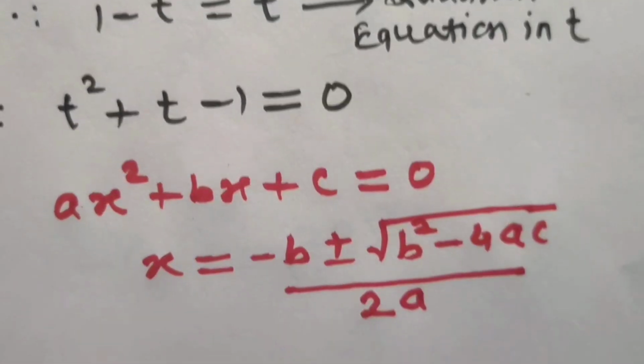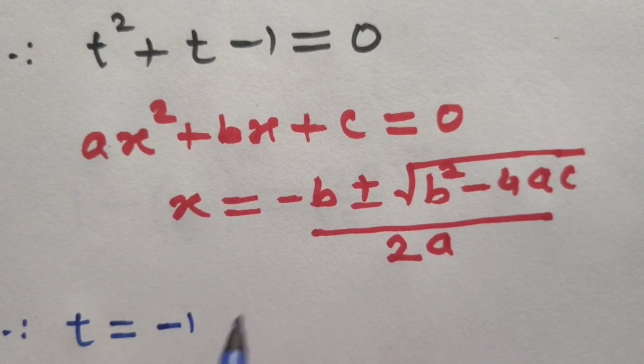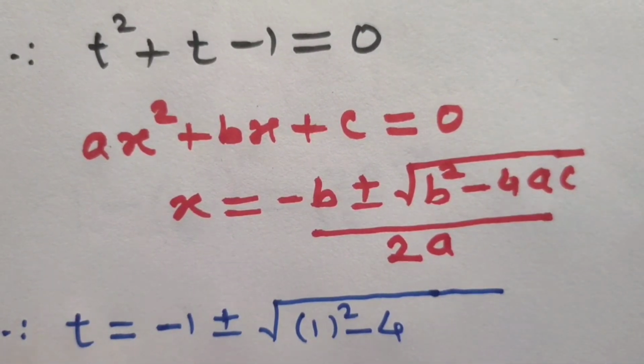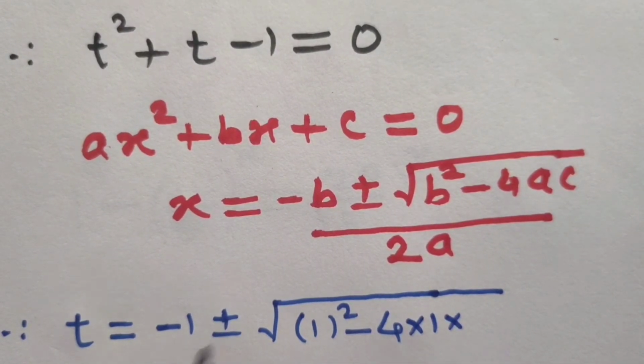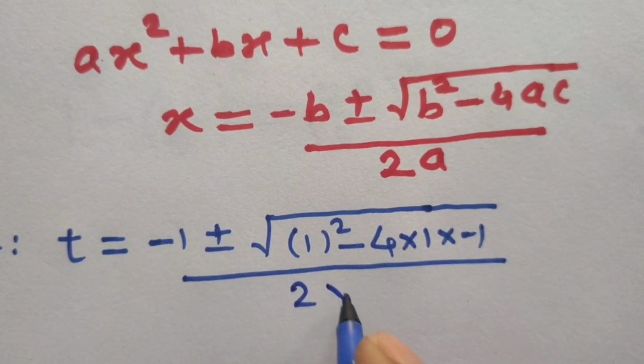Applying this formula here, t is equal to minus 1 plus or minus square root of b square. b is 1, so 1 square, minus 4 times a into c. a means coefficient of t square, which is 1, into c means constant term, which is minus 1, whole divided by 2a. a is the coefficient of x square, which is 1.